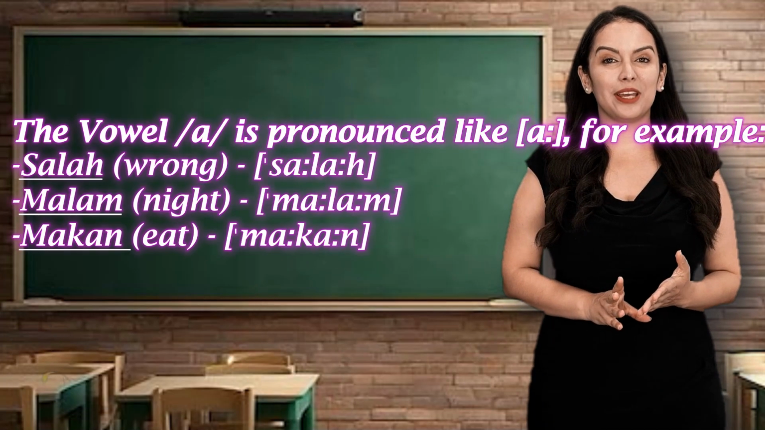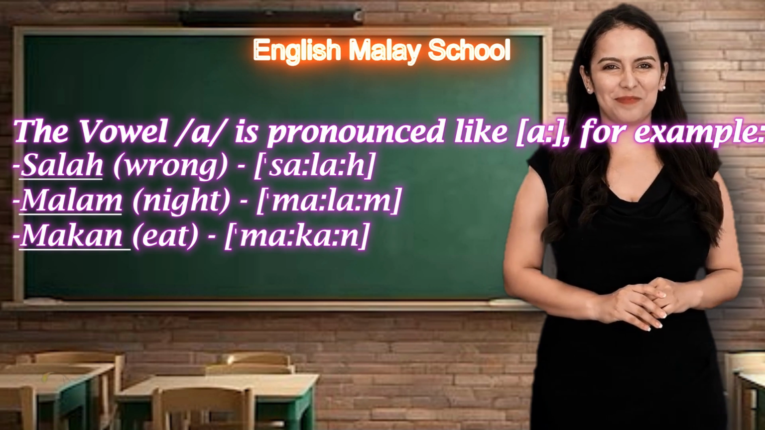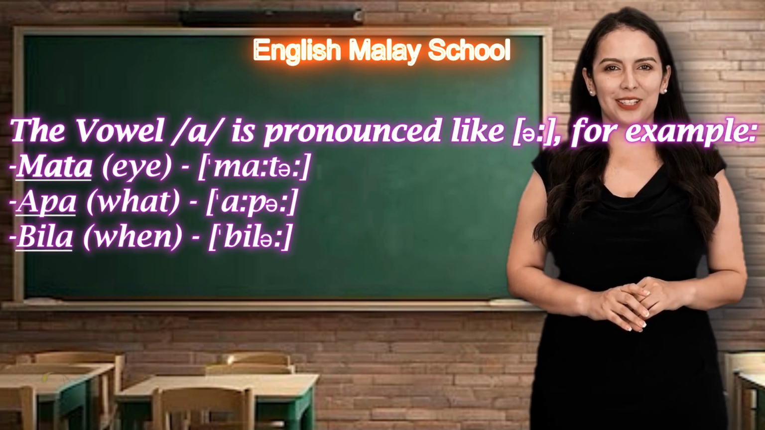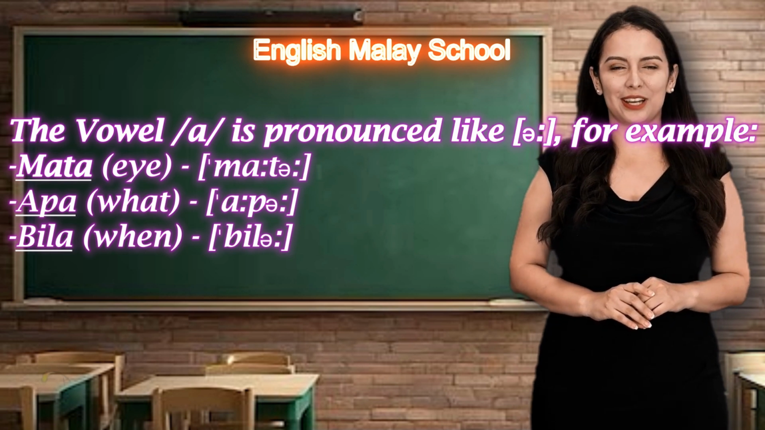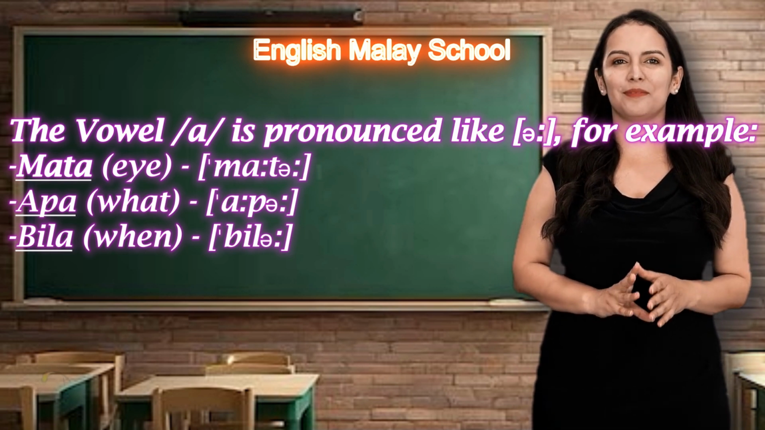The vowel A is pronounced like A. For example, salah, malam, and makan. The vowel A is pronounced like at the end of the words, for example, mata, apa, and bila.